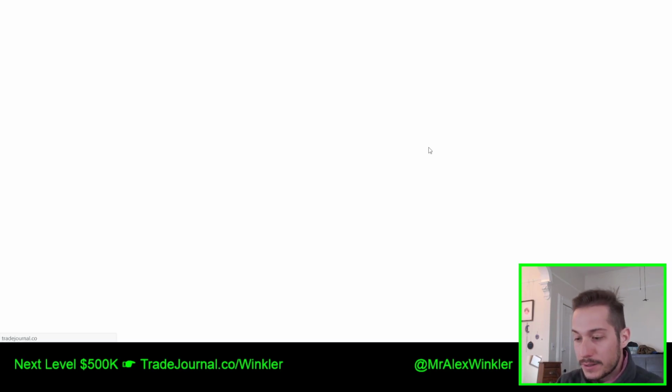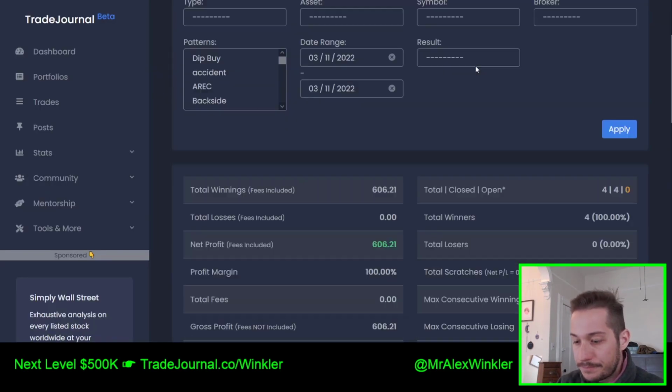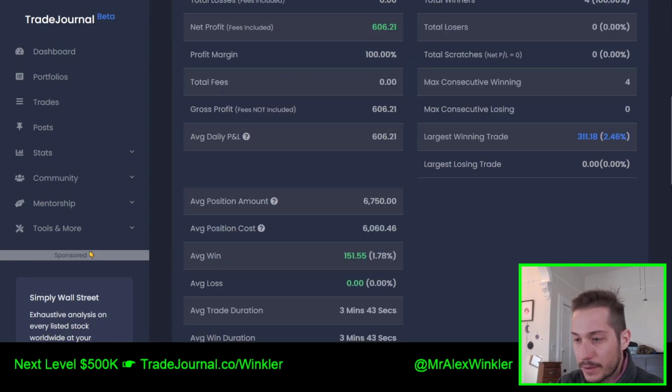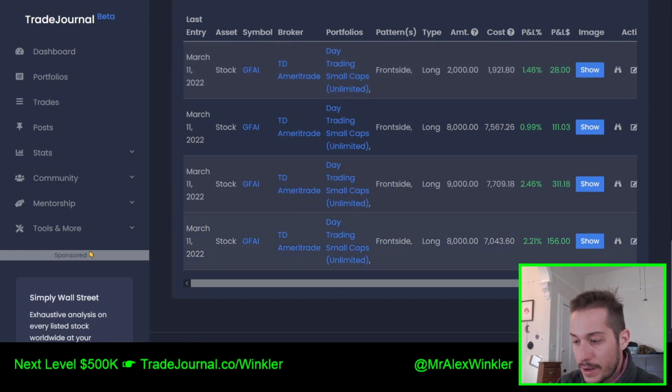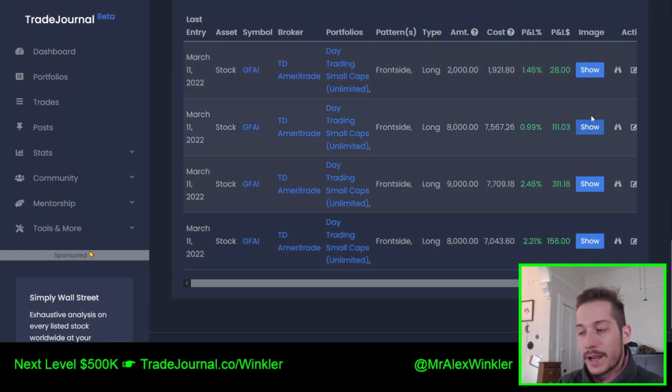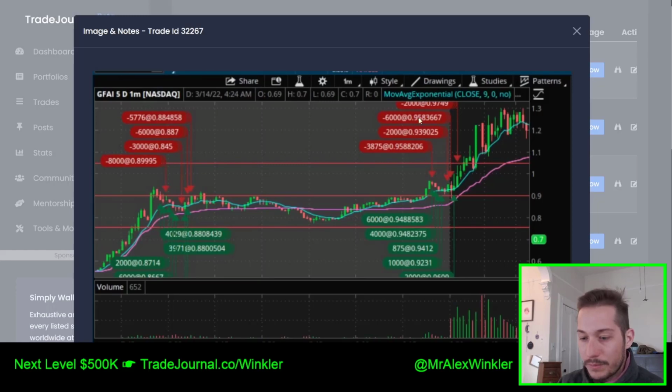Let's go to Friday and see how this one performed. Up 600, not bad on this one. And I only did 4 trades, so this is actually kind of interesting. GFAI, I only traded GFAI. And look at this, front side. See, these are good days. This is like when I'm focused.